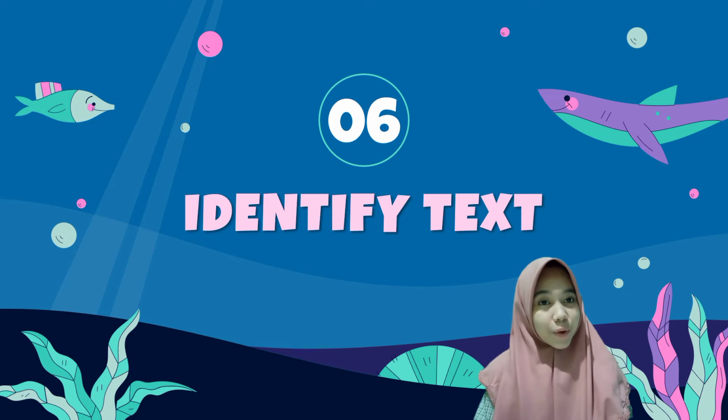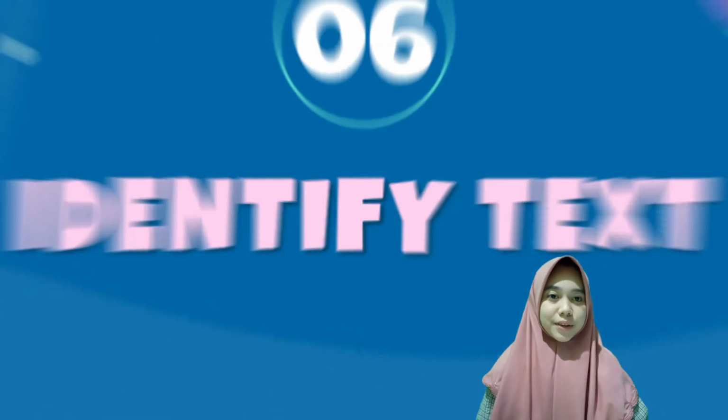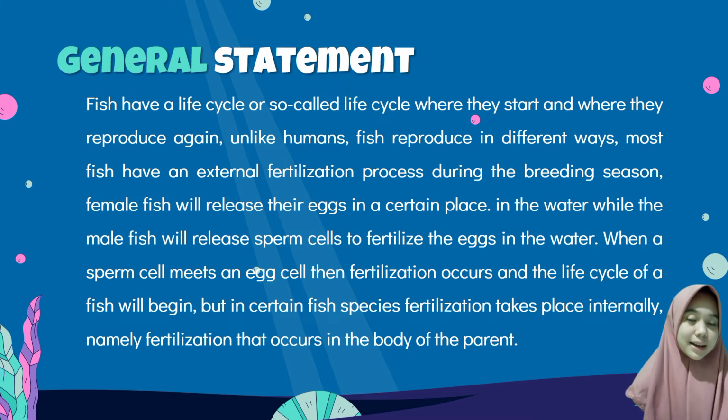And now I will explain how to identify text about a general statement. Fish have a life cycle. The life cycle in question is where fish experience development from the start of their life to reproducing.